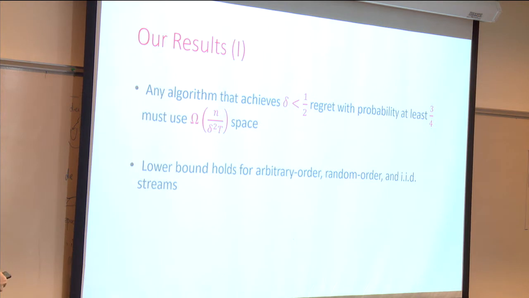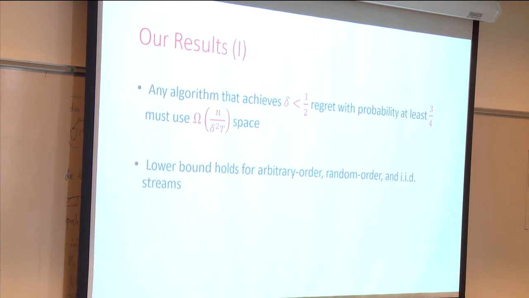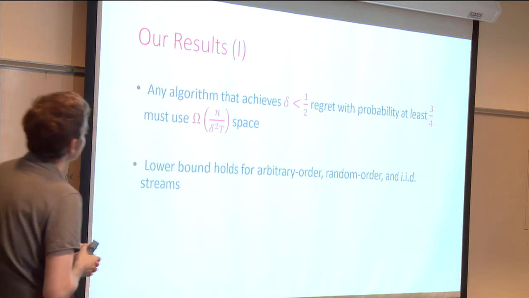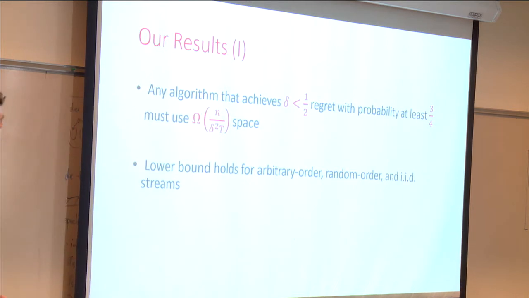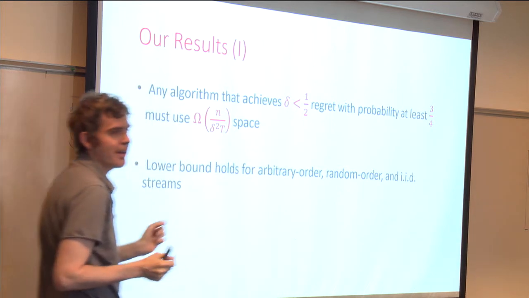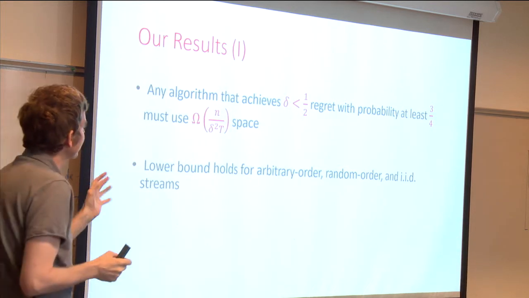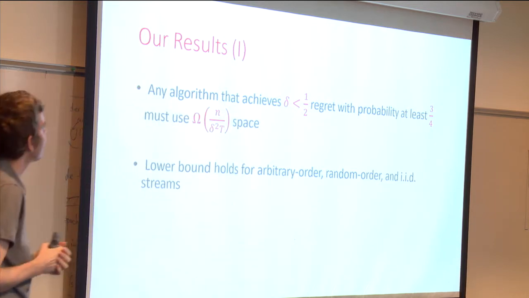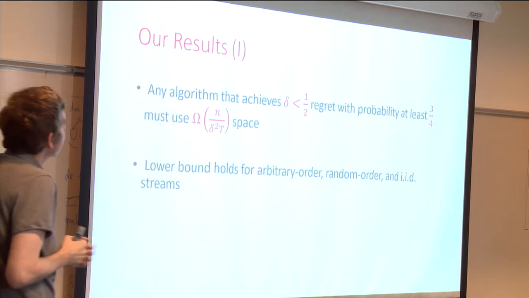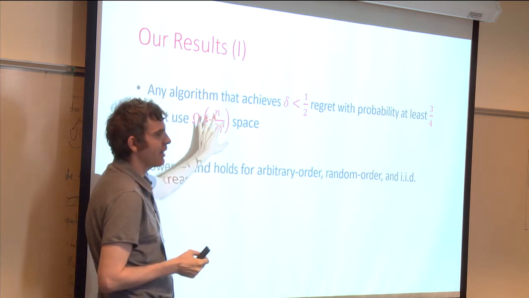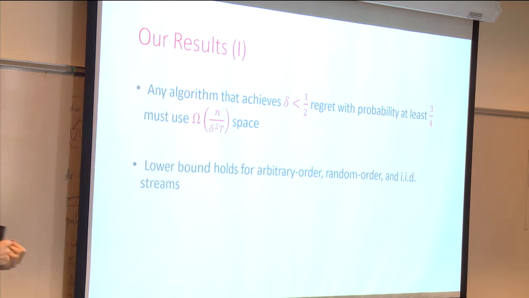Okay. So here are our results. We first prove a lower bound. So it's a trade-off. Any algorithm that achieves regret delta less than 1/2, and delta larger than 1/2 doesn't make sense because random guessing can get that, with probability at least 3/4, say, must use n over delta squared t memory.